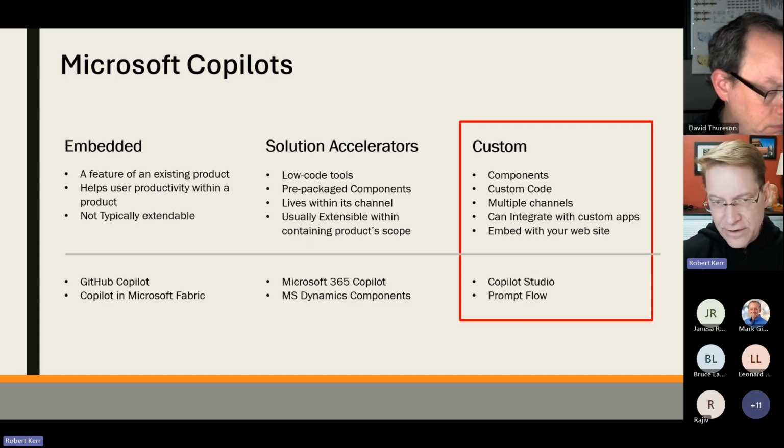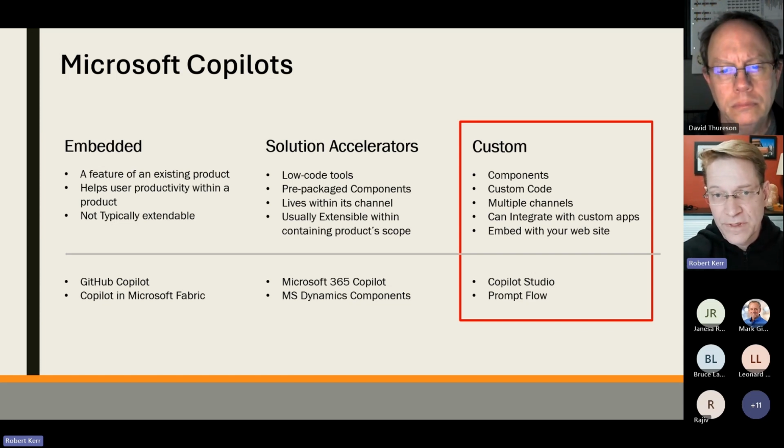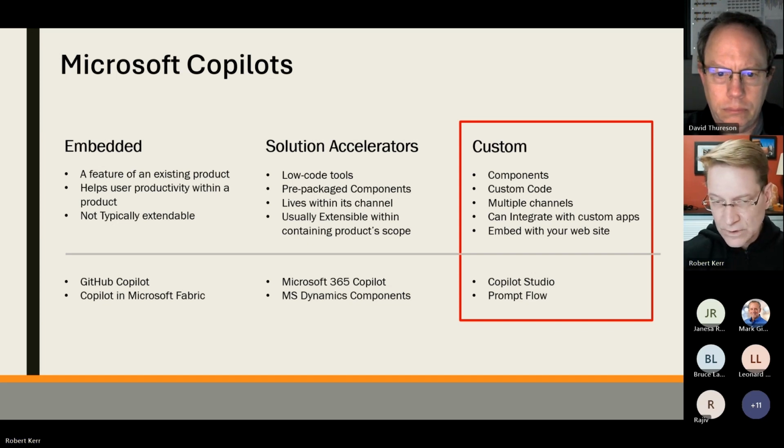And then the third category is custom. So this is the one I'm going to focus on in tonight's presentation. We have our data, we have an idea of what we want to do with it. It's not connected to an existing product per se. It's just something we want to deliver to our users. And that's more of a custom Copilot or custom chatbot that we're going to develop. So I'll highlight that.